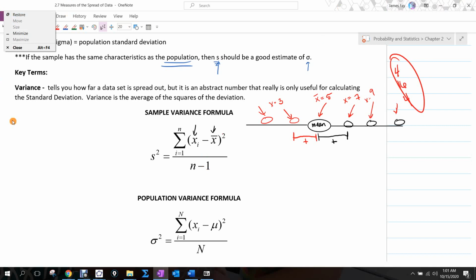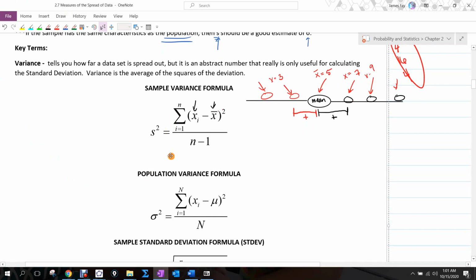If it's a population, it's the same approach, different variables. Those variables remind me that I'm talking about a different group of objects, because a sample is a small group that comes from the population. The population is the entire group. Remember, mu is the population mean, and capital N is the population size. These two formulas are the same, except that when we do sample variance, we divide by N minus 1, whereas for population variance, we divide by N.